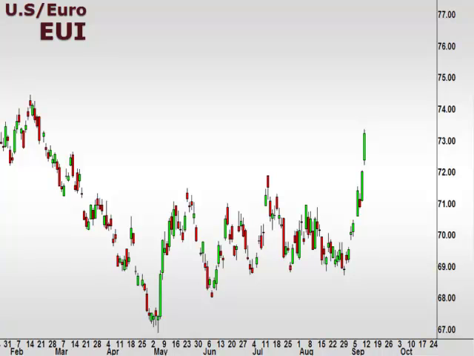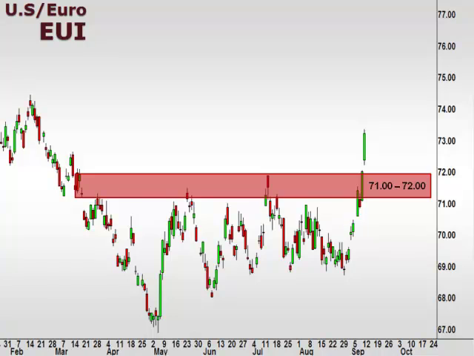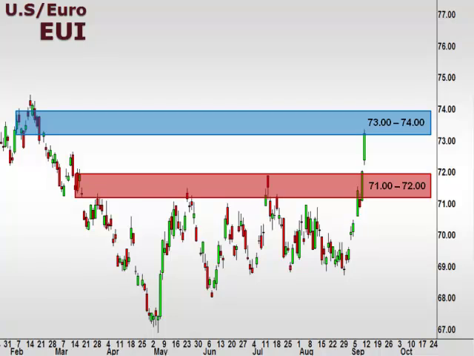Next up, the EUI, the U.S. dollar versus the euro. Well, the EUI broke a major resistance level at 71.72. This level now assumes the role of support. 73.74 is a key resistance level, and we are cautious of a pullback at this point. However, the trend does appear to be to the upside.